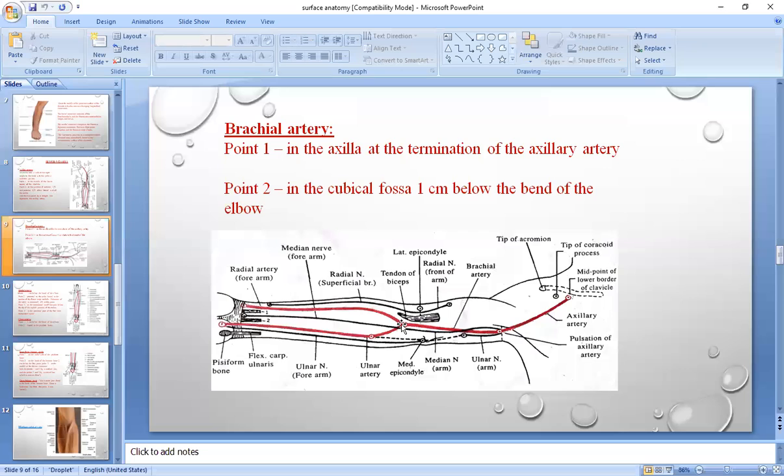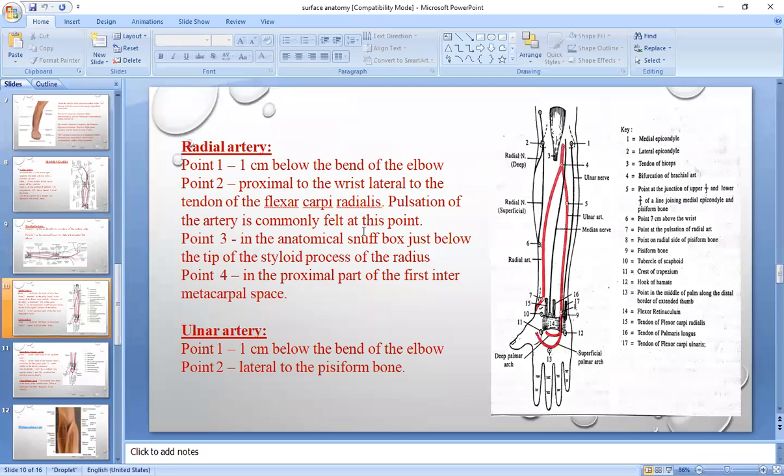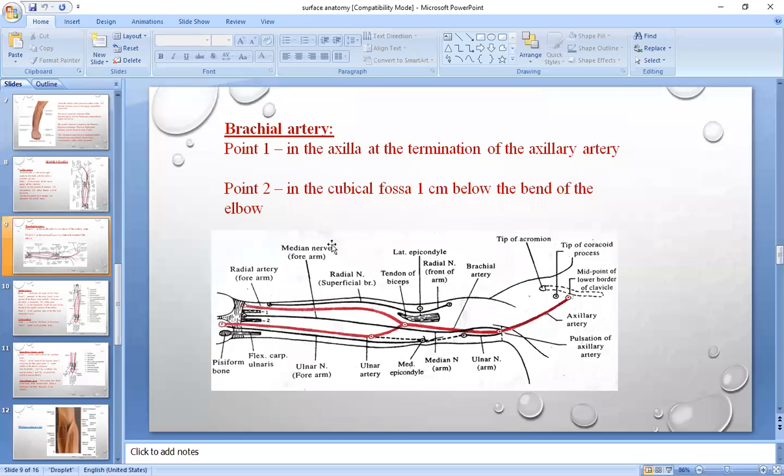So first you bend your elbow. There is a horizontal crease. So just 1 centimeter below that, and it should be in the midline. Okay. So that is the landmark for this. What is that? Brachial artery. So if you join these 2 points, it will give the brachial artery course. So at this second point, we can feel the pulsations of this brachial artery, right?